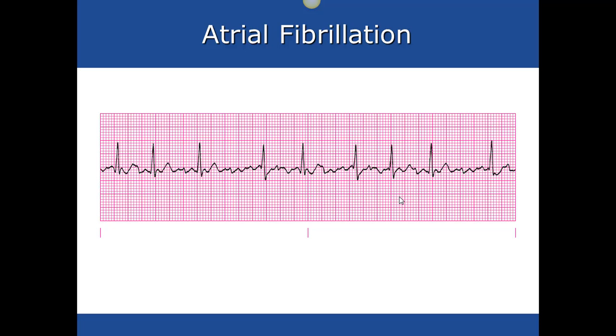This concludes part 2 of 4 of understanding the atrial arrhythmias.